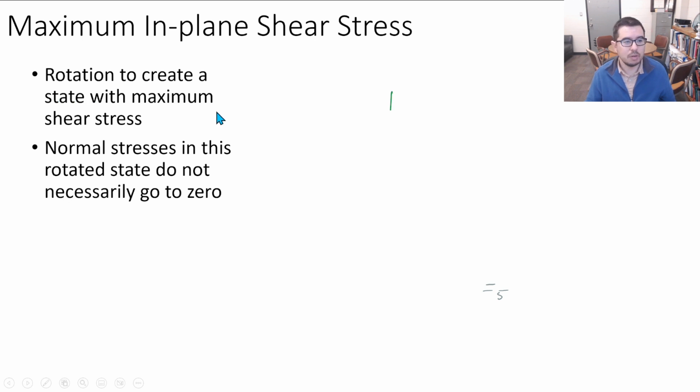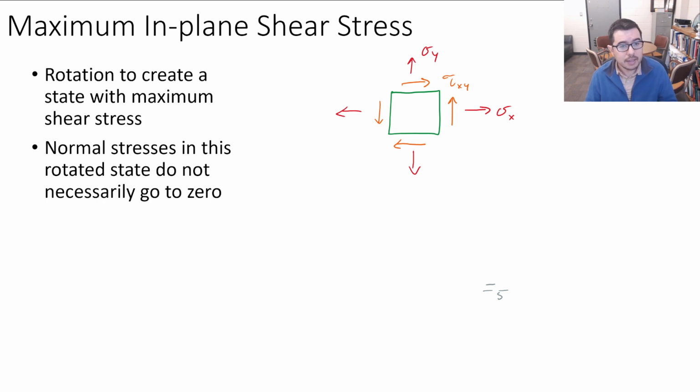Well, what are we going to do? We're going to start with an element. We're given some sigma x, sigma y, tau xy, and we're going to rotate to create an orientation or a state that shows a maximum shear stress. And this is associated with normal stresses going to some value that is not necessarily 0. Turns out they go to kind of this average value, like sigma x plus sigma y divided by 2. But we're looking for a state with maximum shear stress.